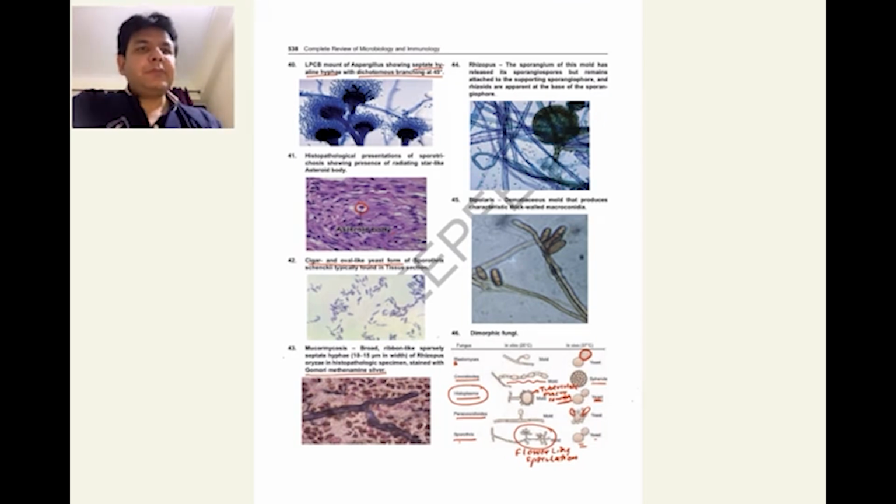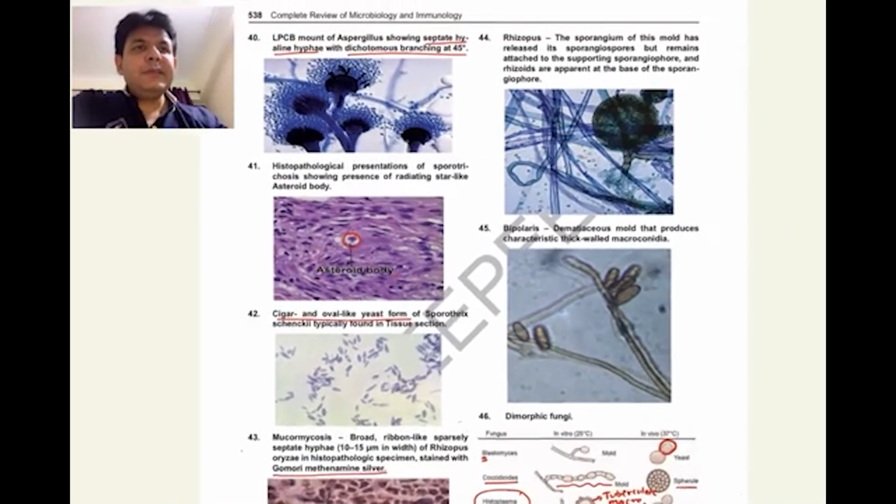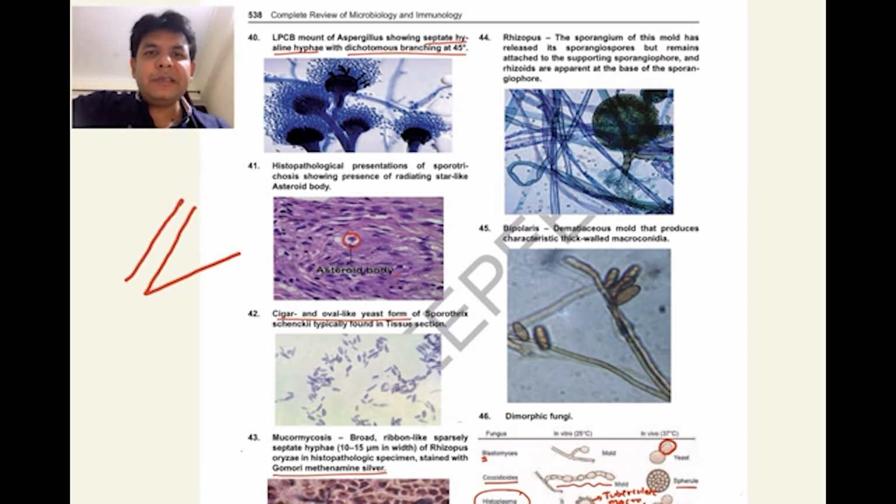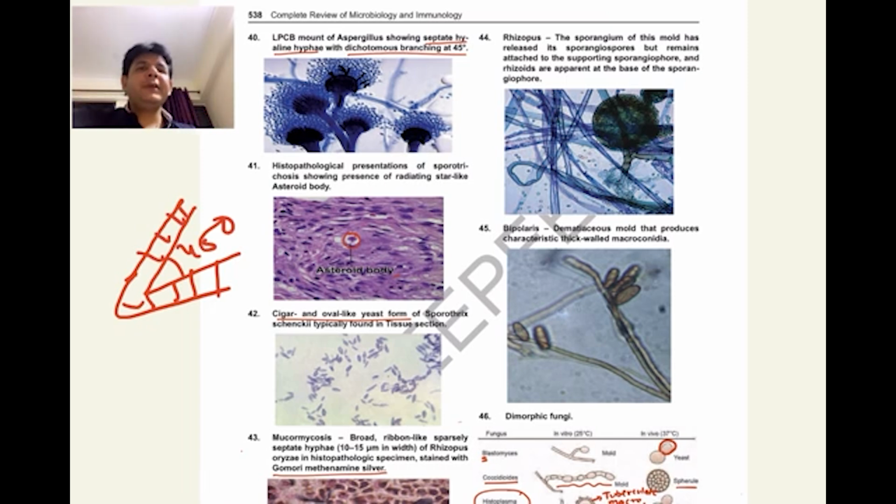Okay. Now guys, this is Aspergillus, and Aspergillus has septate hyphae, with dichotomous branching at a 45-degree angle. So this is not that particular form in which you see the septate stuff. When you do a tissue biopsy, you find these septate hyphae, and the angle is how much? 45 degrees.